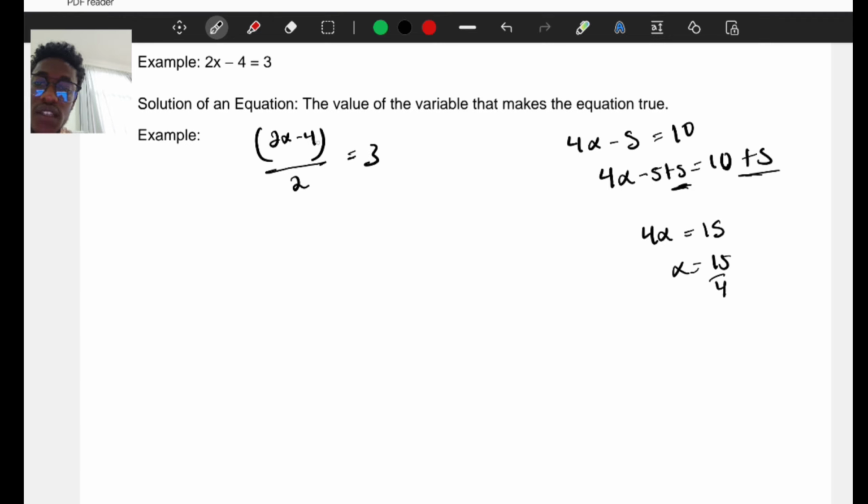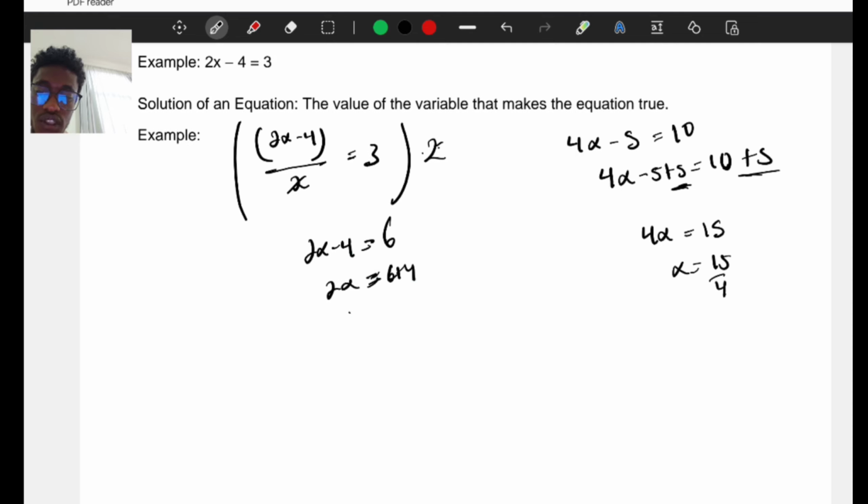Here, 2x minus 4 over 2 is equal to 3. So let's multiply both sides by 2. When I multiply by 2, this 2 is going to cancel this one. So I will get 2x minus 4 equal to, when I multiply 2 by 3, 6. So 2x is equal to, when I add 4 to both sides, 6 plus 4, which is 10. x is equal to 5. So this is the solution of the equation.